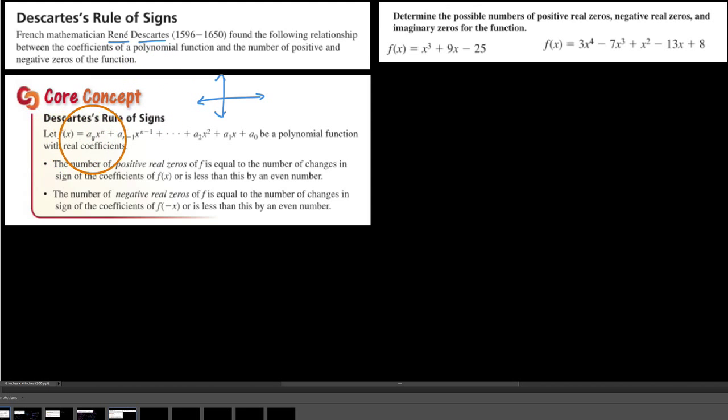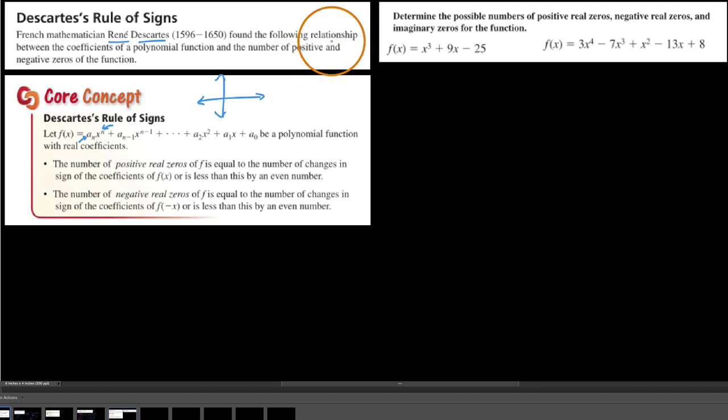We say if f of x is this long polynomial written in standard form, and we have degree n and leading coefficient a sub n, as long as this is a polynomial function with real coefficients, then the number of possible positive real zeros of f is equal to the number of changes in sign of the coefficients of f of x, or is less than that by an even number.